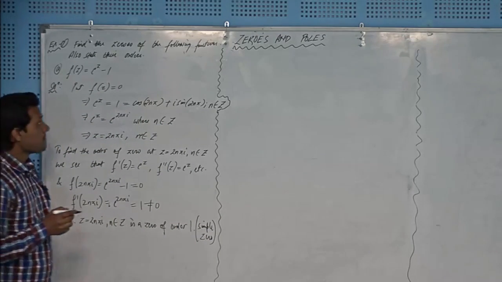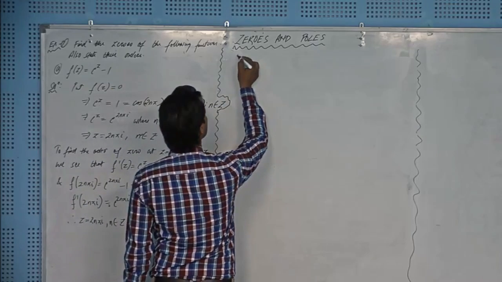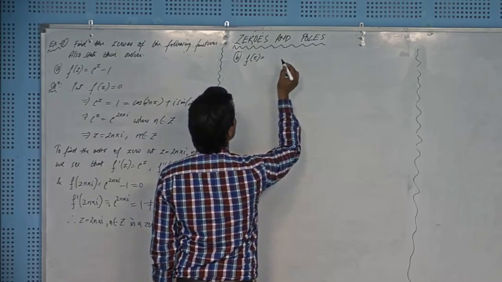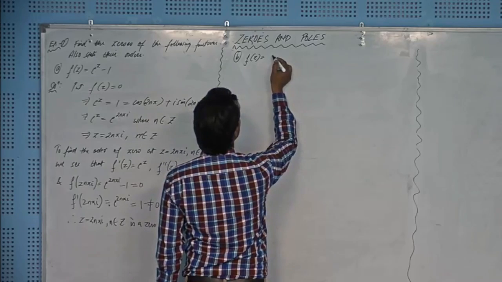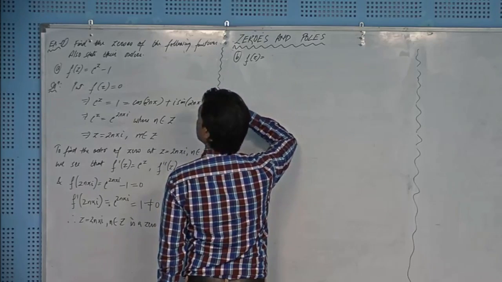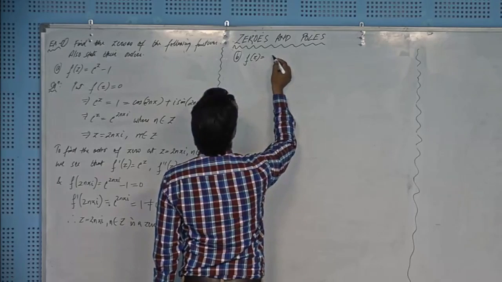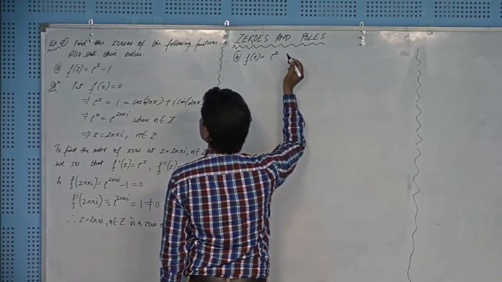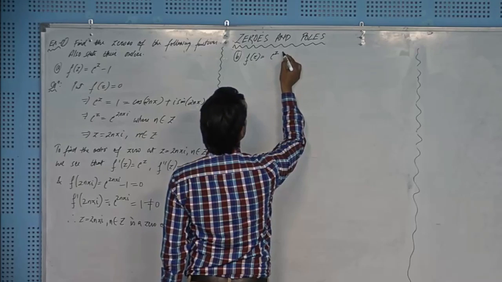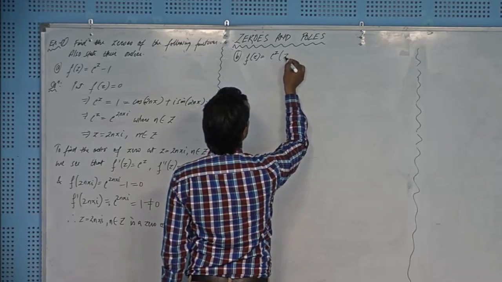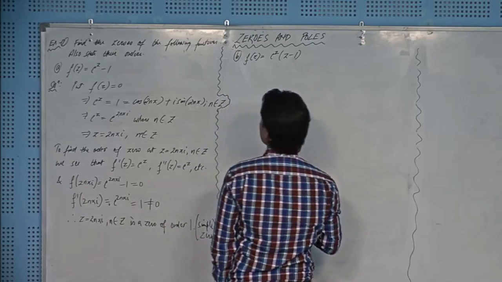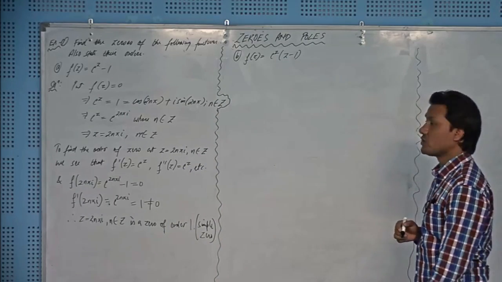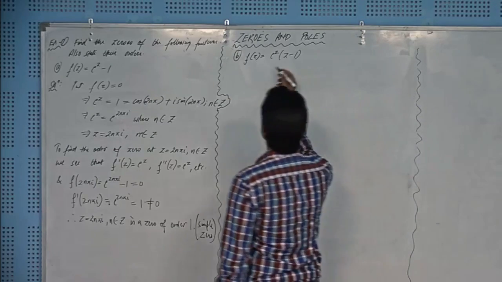Take another example, B: f(z) equal to e to the power z times z minus 1. So we have this exponential function multiplied by the z minus 1 factor.